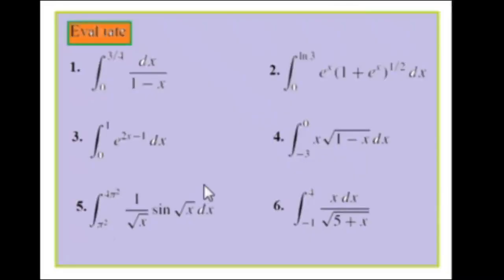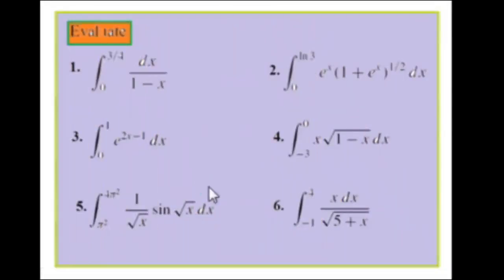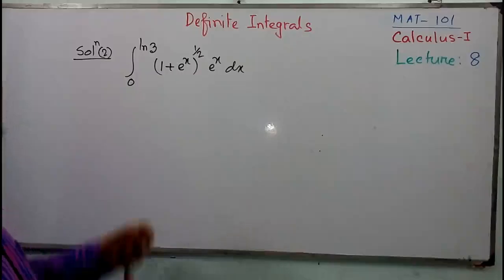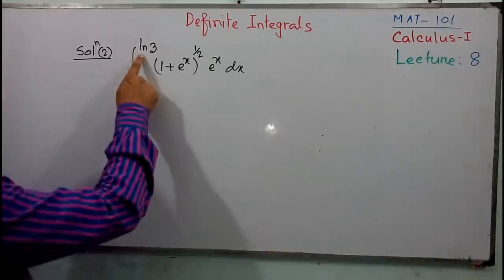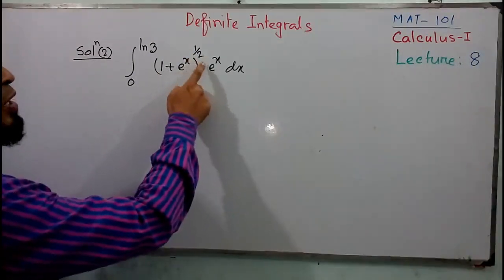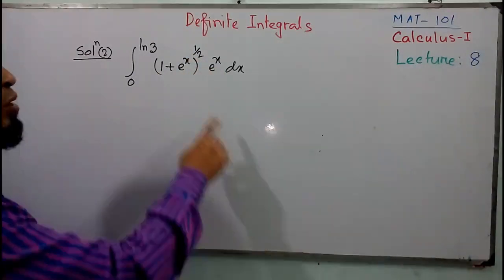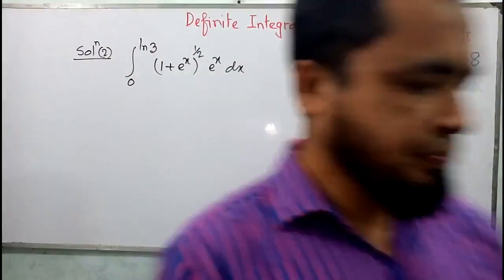Now let us evaluate another few definite integrals. Here there are 2 slides and 12 problems in total. We have to calculate these problems gradually. Students, we consider problem number 2: the definite integral from 0 to ln 3, of (1 plus e to the power x) whole to the power half, times e to the power x dx. We have to solve this problem using the method of substitution.